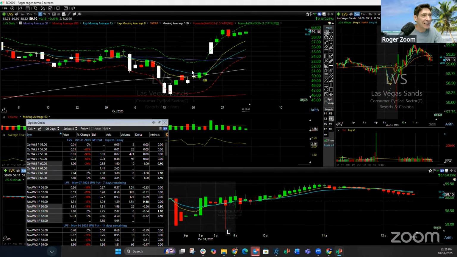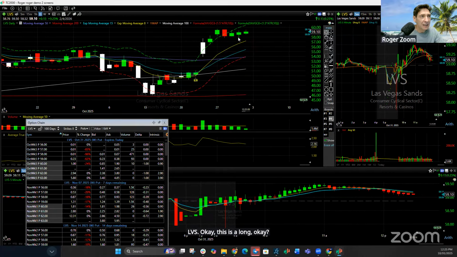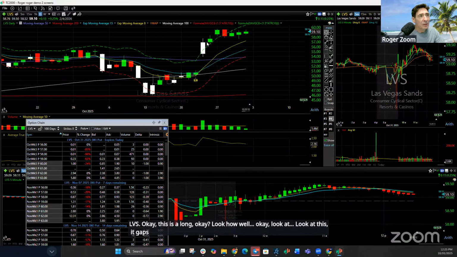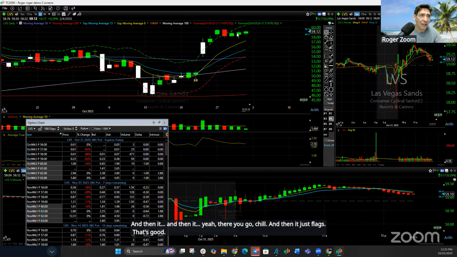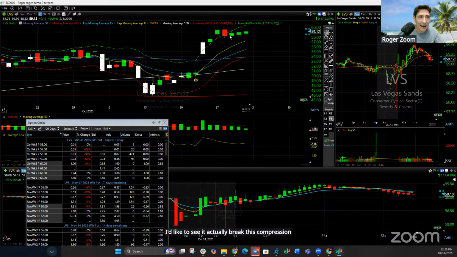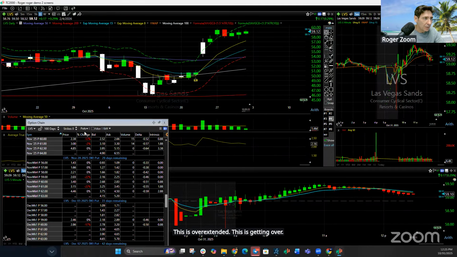LVS. Okay, this is a long. Look how well, okay, look at this. It gaps up and then it just flags. That's good. It doesn't come off. That's a nice compression. I'd like to see it actually break this compression, but it's not overextended. This is starting to get overextended. This is overextended. This is in range. Okay. Let's go to calls now.